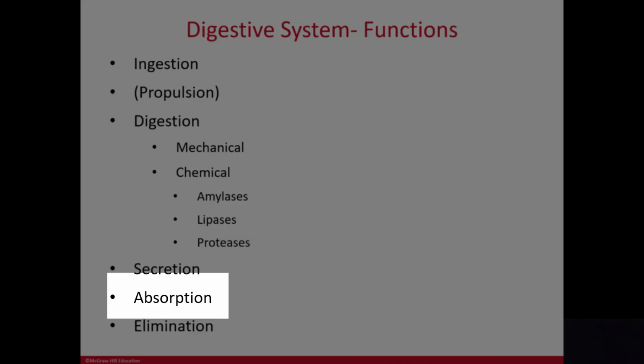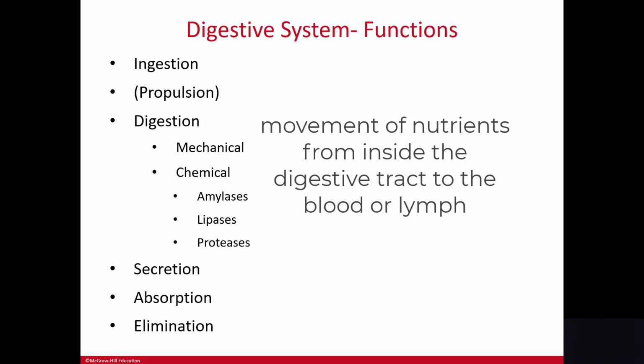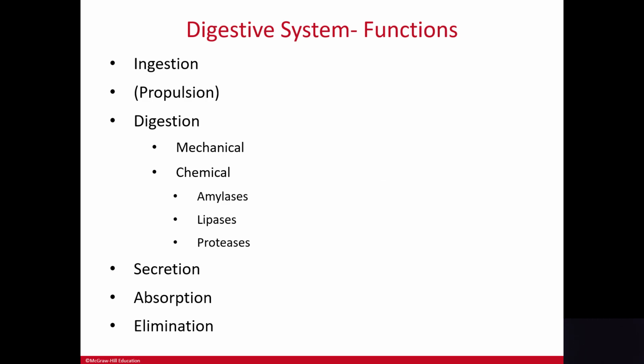The next one on the list is absorption. So we've got all this digestion going on, secretion, digestion, ingestion. We've got all this stuff going on inside the digestive tract, but we need to get it from inside the digestive tract out into the bloodstream. So absorption is the movement of nutrients from inside the digestive tract across the walls of the digestive tract and out into the blood or the lymph system so it can be transported to the cells of the body. And then the cells can use all that good stuff for energy. So the food we take in is broken down, and then the energy that it's released is moved from inside the digestive tract into the cells through the process of absorption.